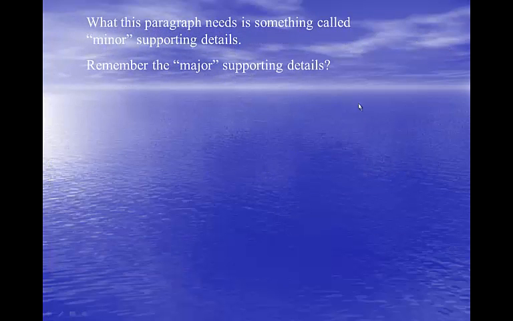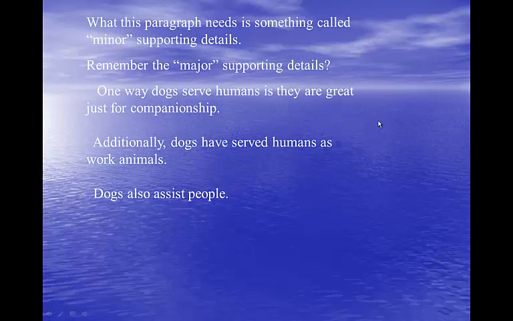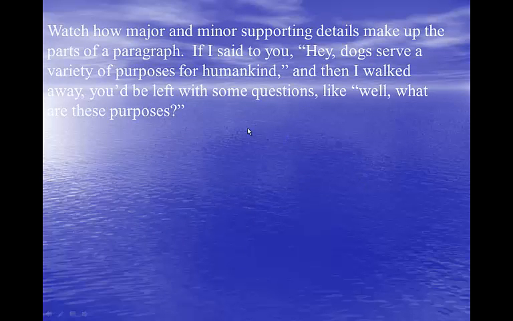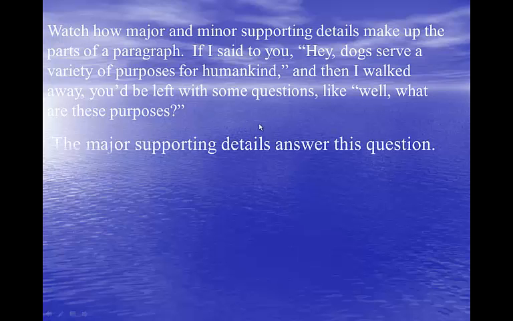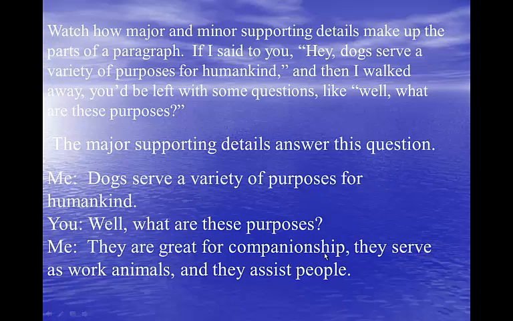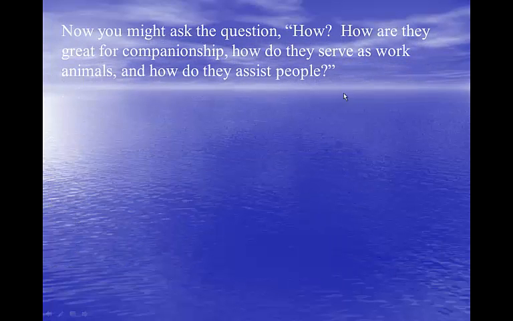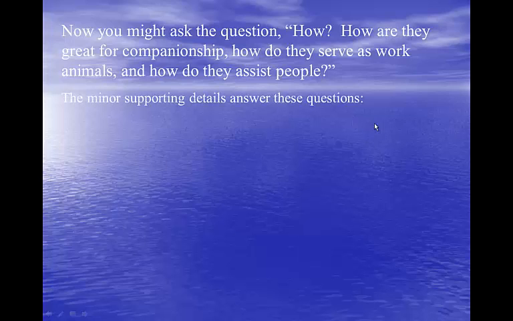All right, so we'll look at the minor supporting details. Here are the major supporting details once again, and now we're going to look at the minor. If I said to you, hey, you know dogs serve a variety of purposes for humankind, you'd probably be saying, I wonder what are these purposes? And so the major supporting details answer the question. Bam. Great for companionship, serve as work animals, and they assist people. Friends, workers, assistants. Good. But then you'd ask yourself probably, how are they great for companionship? How do they serve as work animals? And how do they assist people? And the minor supporting details are going to answer this.